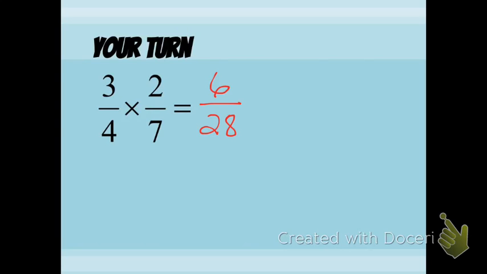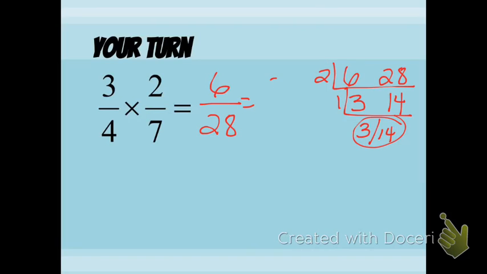Okay, let's make the cake for 6 and 28. Common factors? 3. How about 2? 2 goes into 6 3 times. 2 goes into 28 14 times. Common factors between 3 and 14? 1. Only 1. So our reduced fraction is 3/14. Okay? All right, let's go to the next one.